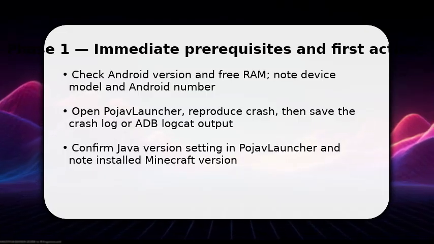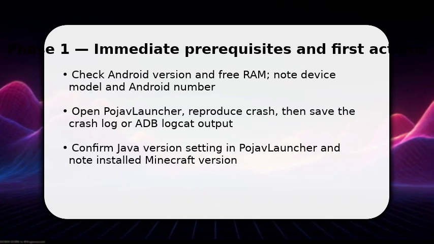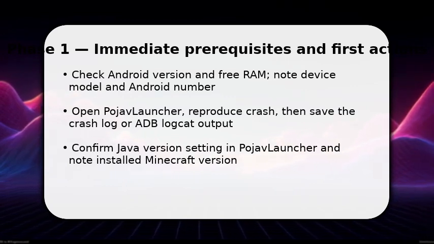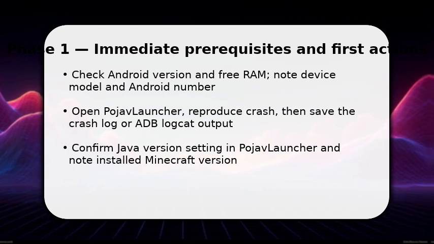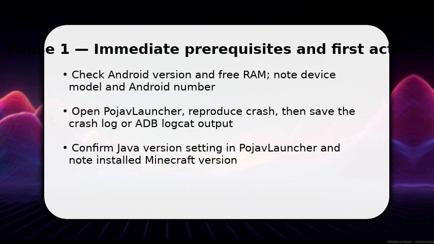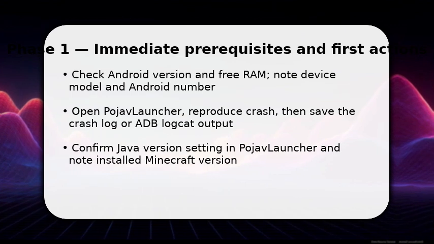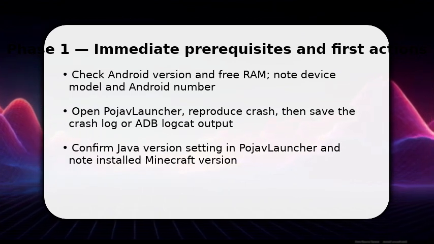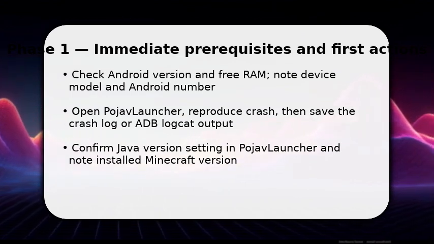You start by gathering facts. Check your device model, Android version, and available RAM because Pojavlauncher needs enough memory to run. Reproduce the crash immediately and save the log or copy ADB logcat lines. This tells you why code 1 happened.